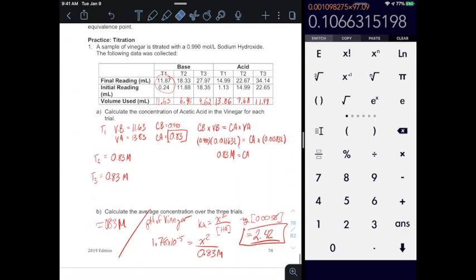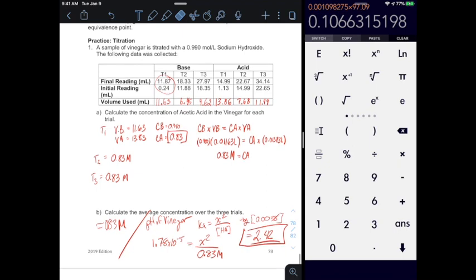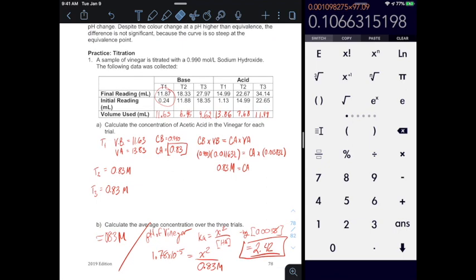So there's some practice here. I worked this practice out for my previous class, so you can see some examples of how this might work. Because the equivalency point is so hard to work with sometimes, you actually have to do this experiment more than once. So a sample of vinegar is titrated with 0.99 molar sodium hydroxide. The following data is collected.